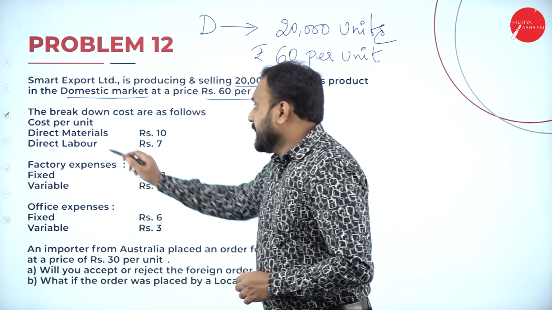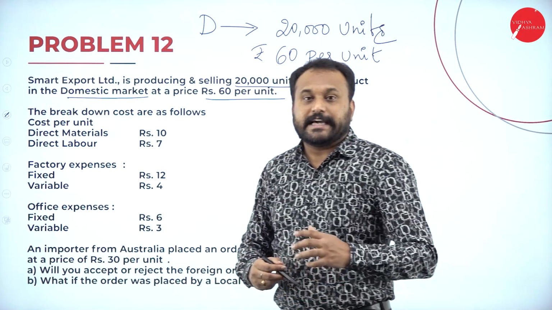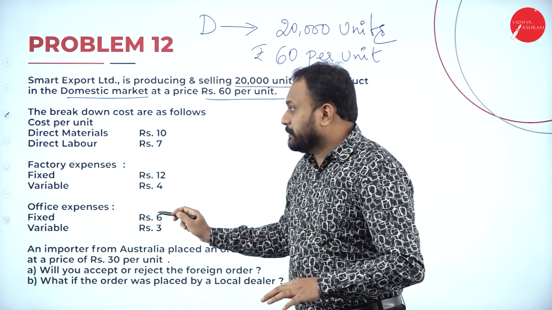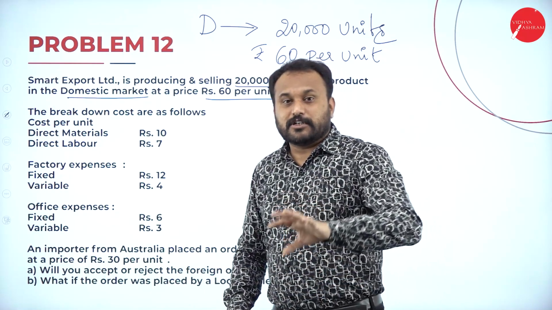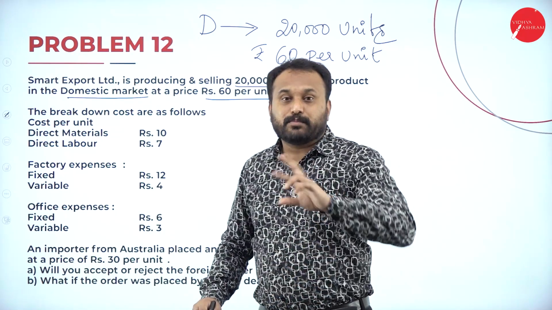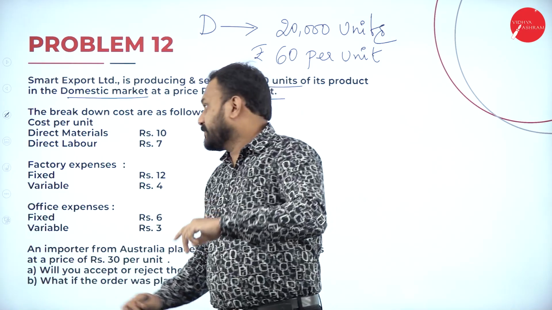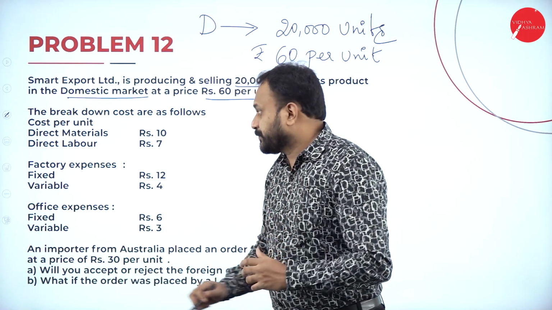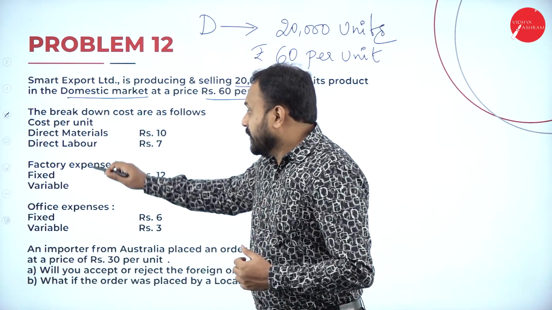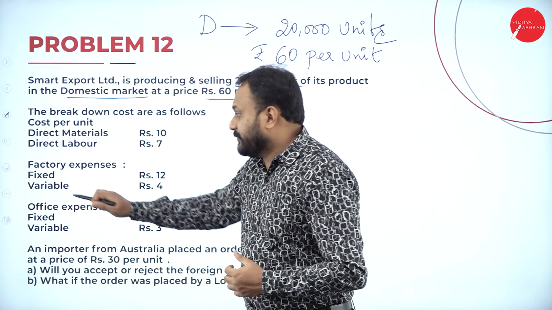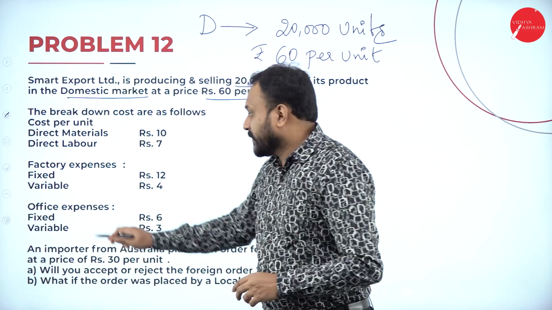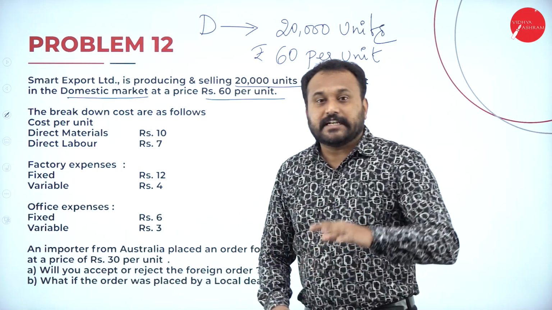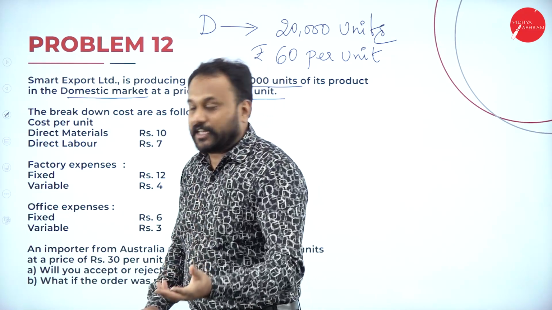The first one here is direct materials. Direct materials is 10 rupees per unit. All these things are per unit. Direct labor is also rupees 7. Both of them, direct material as well as direct labor, are 100% variable cost. That means it will change, right? Next, factory expenses, they have given fixed and variable, that means semi-variable as well as semi-fixed. Now office expenses, fixed and variable, means semi-fixed, semi-variable.